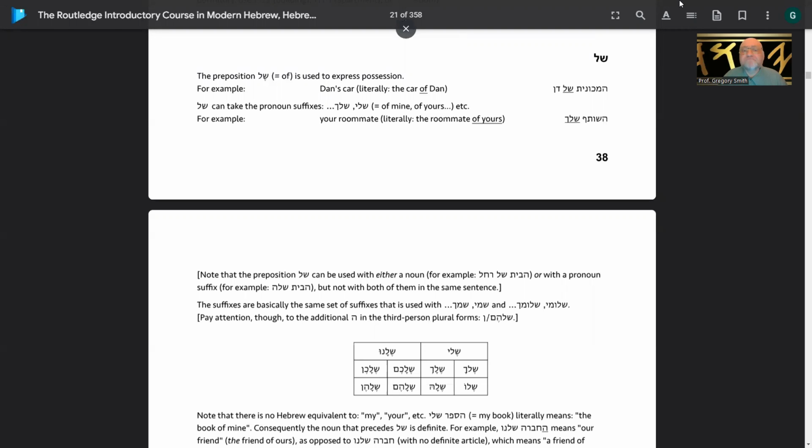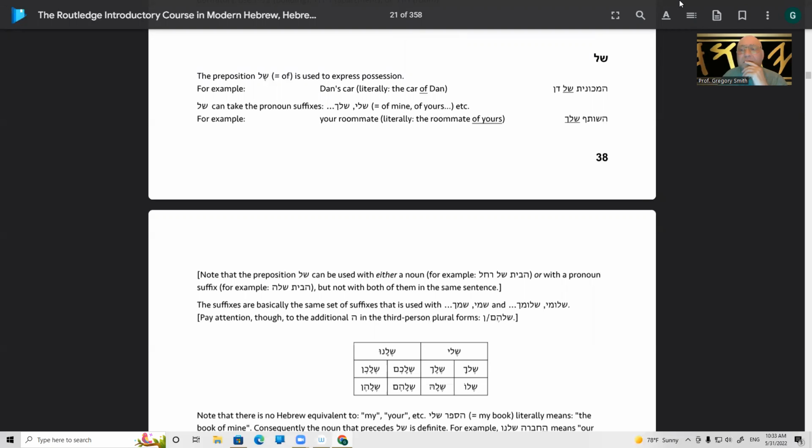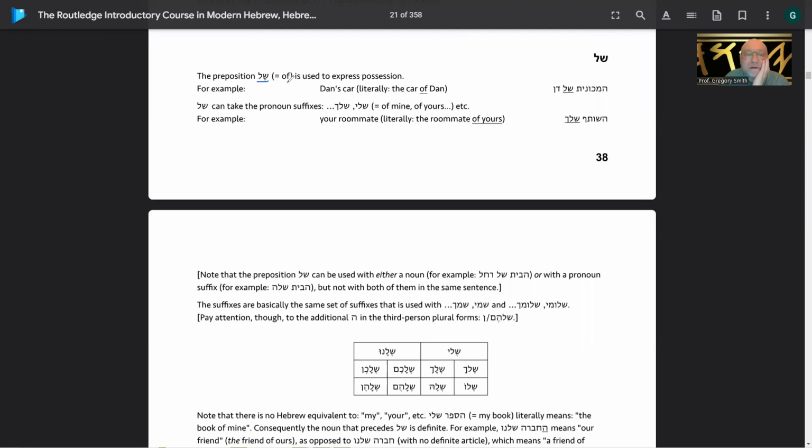Now, what I'm going to do is look through here, and we're going to do just a little bit of review of the preposition shel here. Okay, and it's basically a possession word, means of. It's used to express possession.